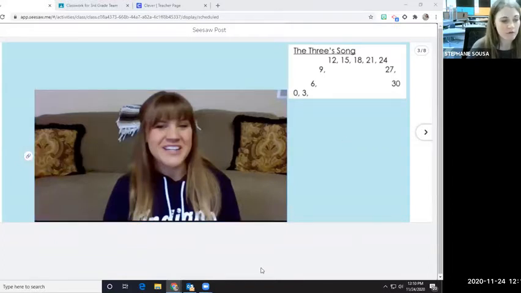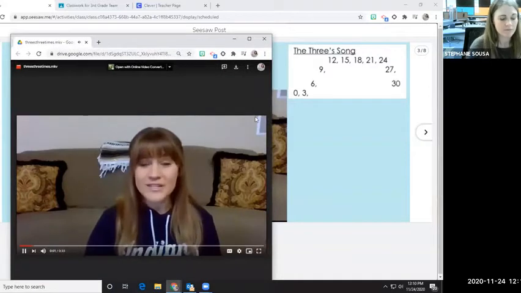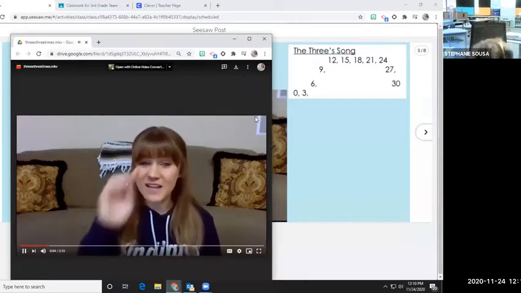So without further ado, here comes the Threes song. Be ready to sing. Here's the lyrics right here. The three songs straight through 3 times.